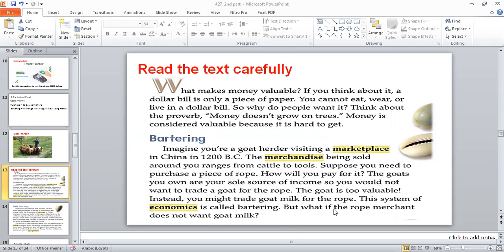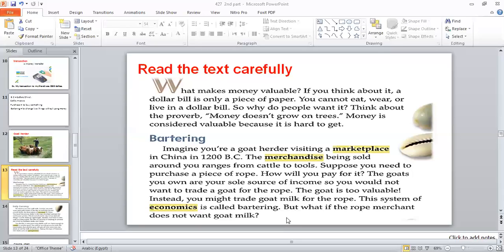But what if the rope merchant does not want goat milk? He's asking here a question to move you to the second part of the text. That's why I said at the beginning of the session that if you want to study any new part of this text, we have to read the previous part, because they are linked together. There is a link between each part and the new part after it.